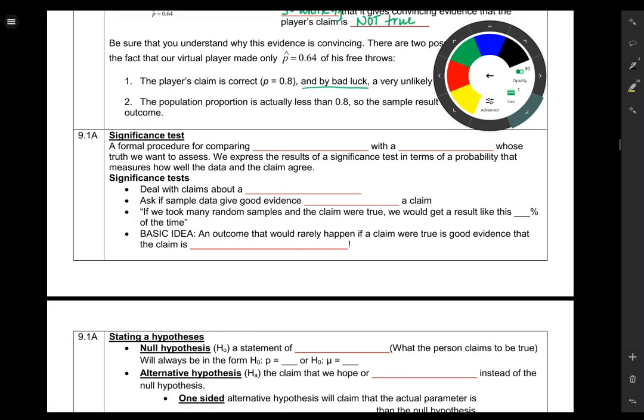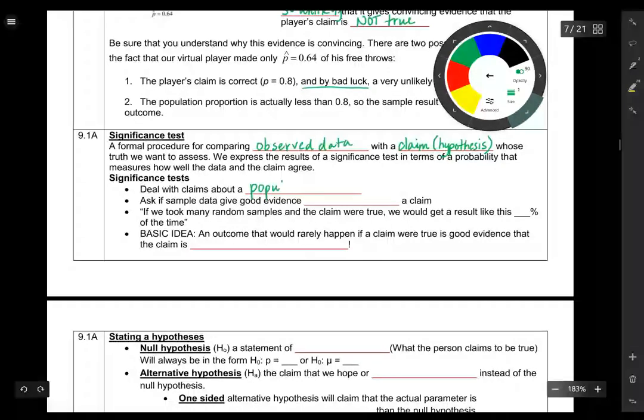All right. Significance tests. A significance test is a formal procedure for comparing observed data with a claim, which is a hypothesis, whose truth we want to assess. We express the results of a significance test in terms of a probability that measures how well the data and the claim agree. Significance tests deal with claims about a population. They ask if sample data give good evidence against a claim.